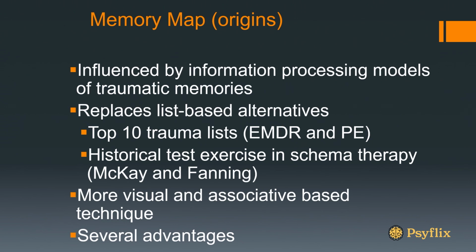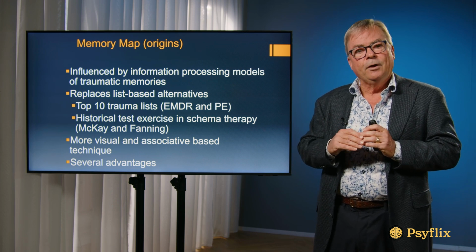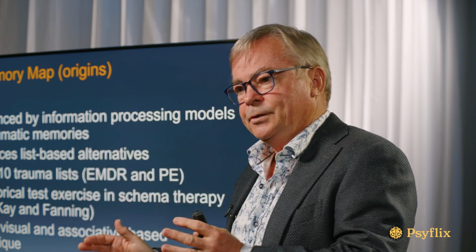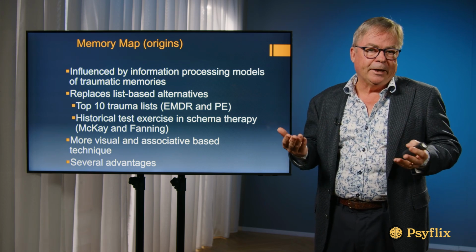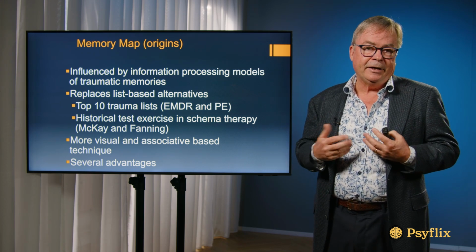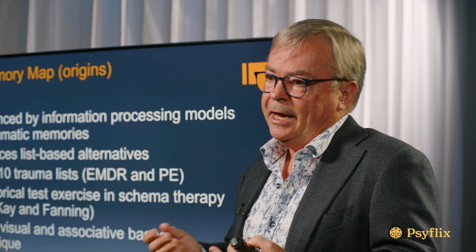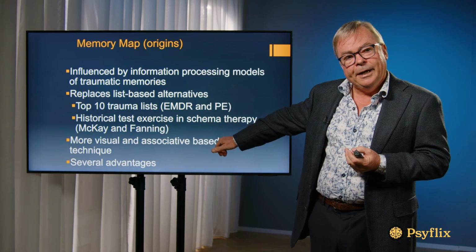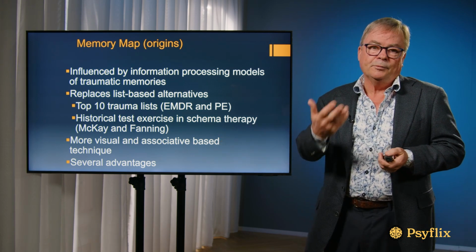Also, some of you that are doing schema therapy are used to doing something called the historical test, which is a list of key emotional experiences that the person had throughout time. So before primary school, during high school. And many therapists use these lists to help inform clients about the relationship between these experiences and how they think and feel today. However, I think that list-based approaches have some limitations. The memory map that I'm about to show you is more visual, and it's a more associative-based technique, which has some advantages, I think. And I hope to talk about those in a moment.